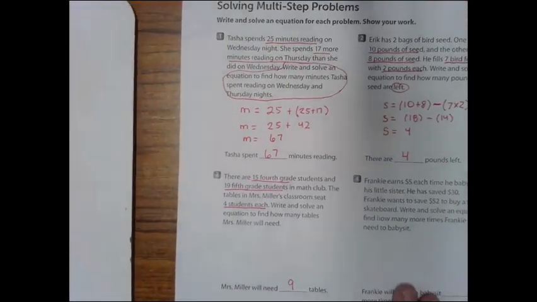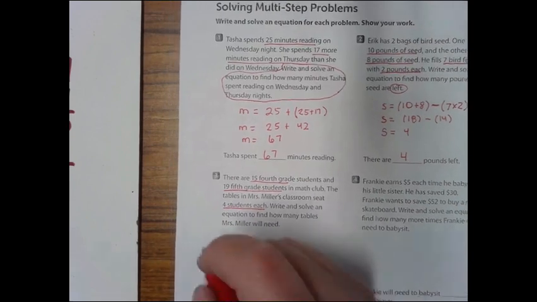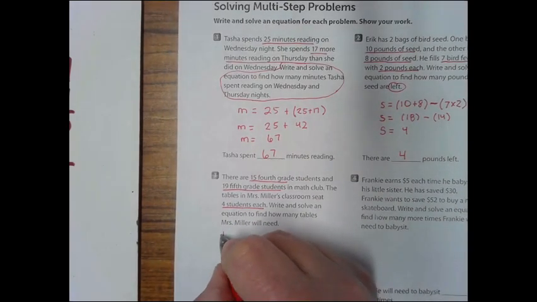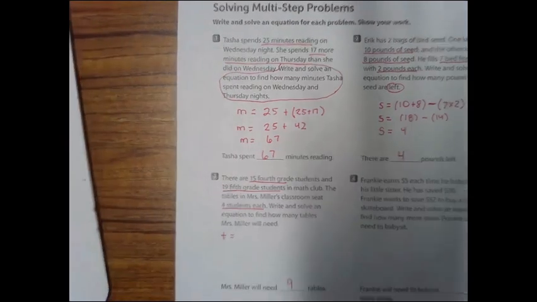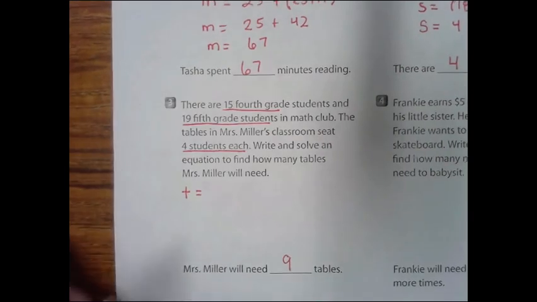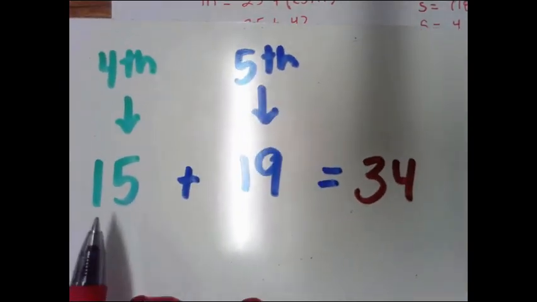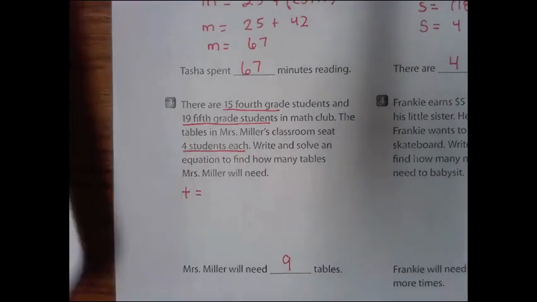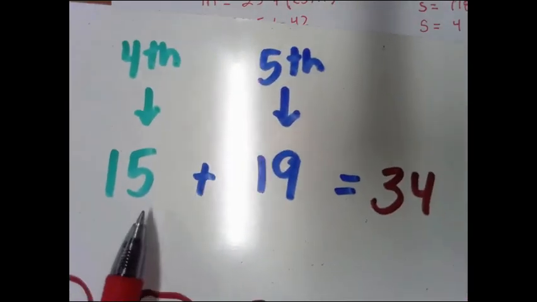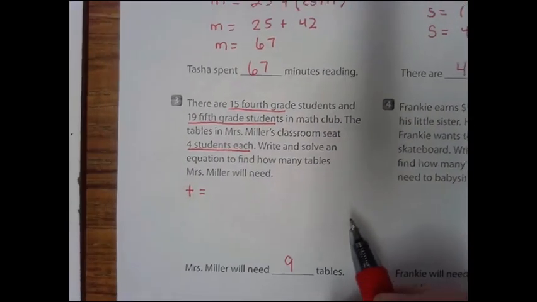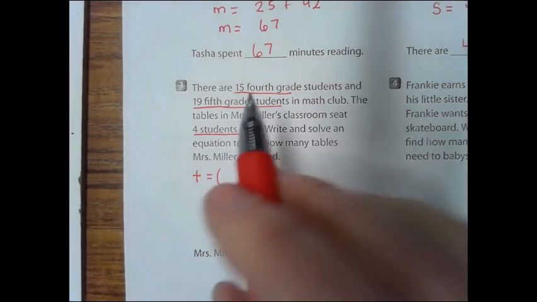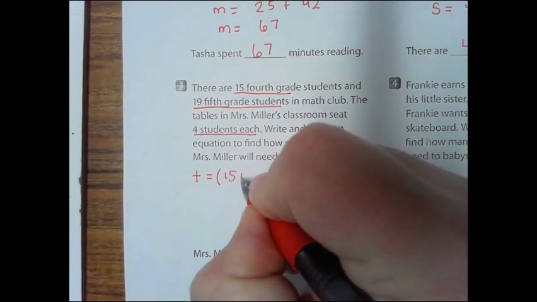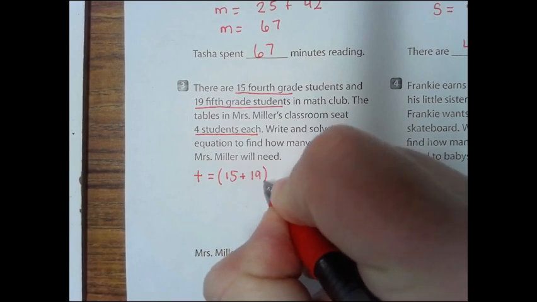All right. So let's break this down into an equation. Let's just say T for tables equals what we started with, if you remember, let me zoom in here, was adding our 4th graders to our 5th graders. So we did 15 4th graders plus 19 5th graders to get 34. So we're going to group that together. So again, we're going to take our 15 4th graders, add that to our 19 5th graders.